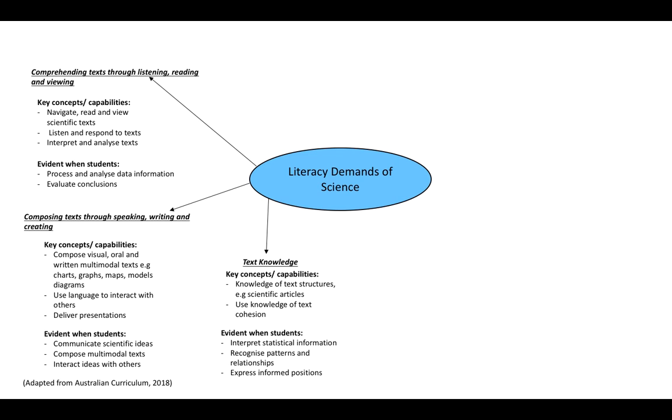Next is text knowledge, which includes concepts such as the knowledge of text structures, such as how journal articles are written out, as well as the use of knowledge of text cohesion. This is evident when students interpret statistical information, as well as recognize patterns and relationships in results and express informed positions.